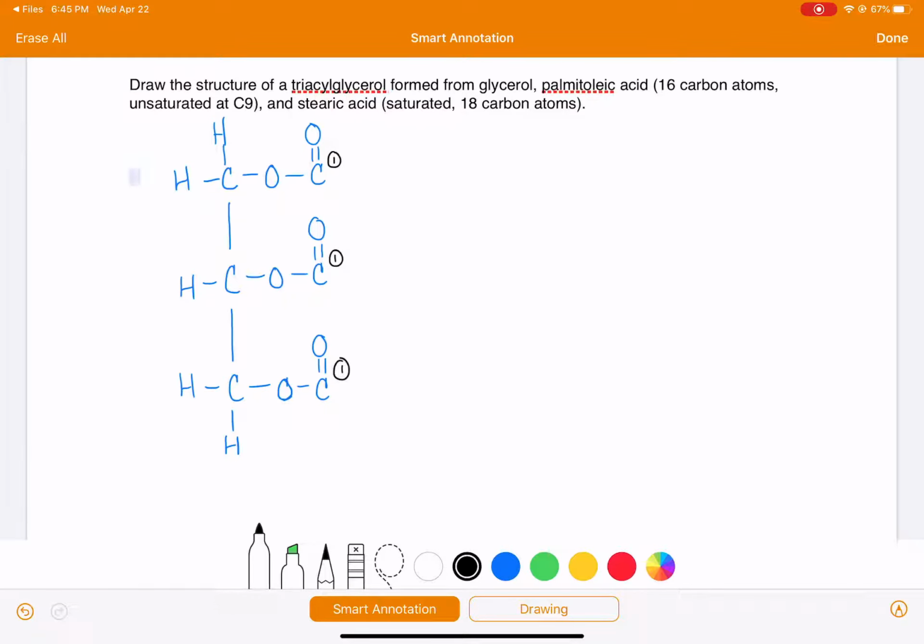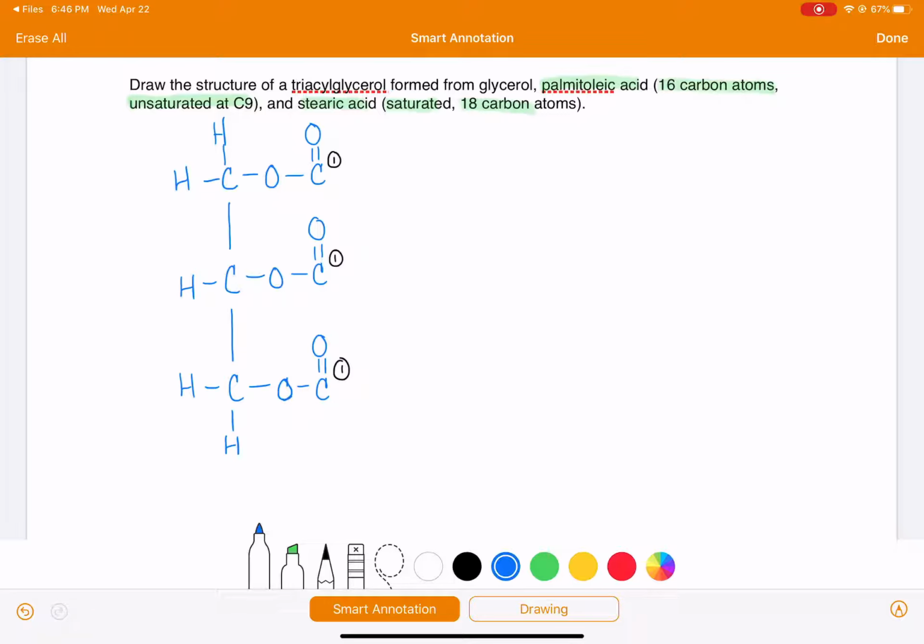So now let's take a look at what kind of fatty acids we're working with here. We have palmitoleic acid, and that is 16 carbon atoms, unsaturated at C9. That's carbon 9. So this one's going to be tricky. And stearic acid, saturated, 18 carbon atoms. So that one doesn't sound so bad. So let's do the palmitoleic acid first, get it over with.